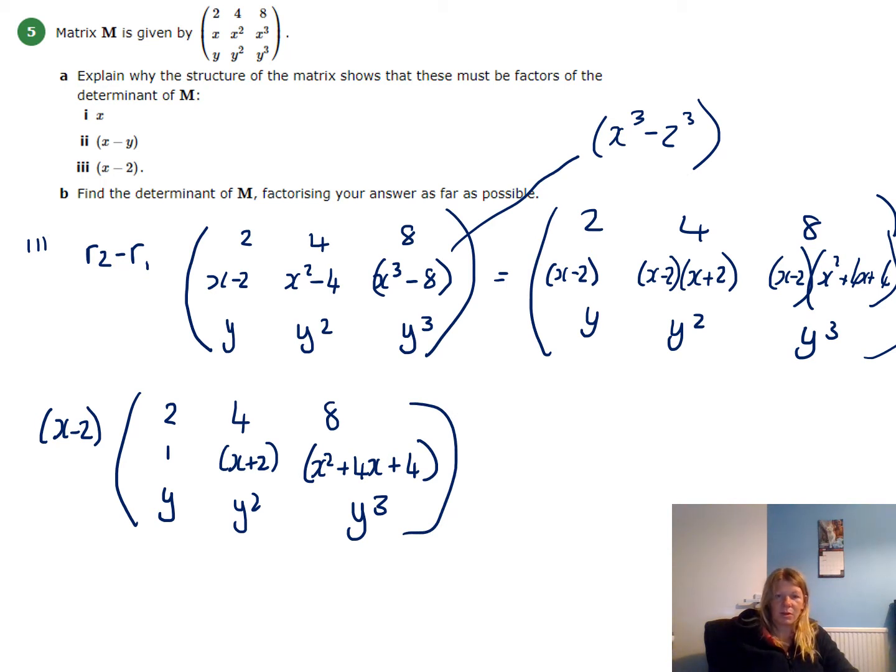Hence find the determinant. That was not hence, just as well, I'm saying hence. Hence find the determinant, factorising as far as possible. So use these facts that we've done before. So we could just pull x out anyway. But how did we get that one? Remember we did row 2 take row 3. And how did we get that one? We did row 2 take row 1. Okay, right. So there we go.